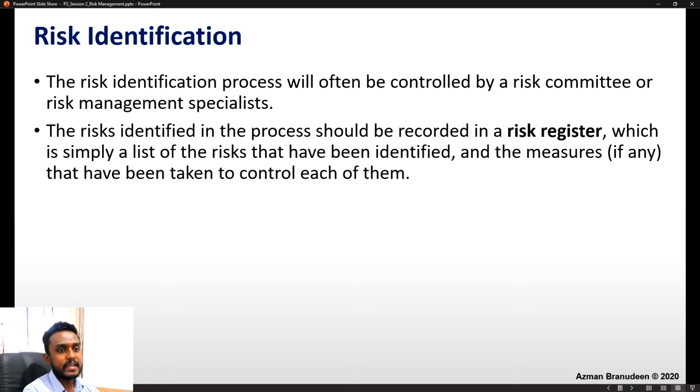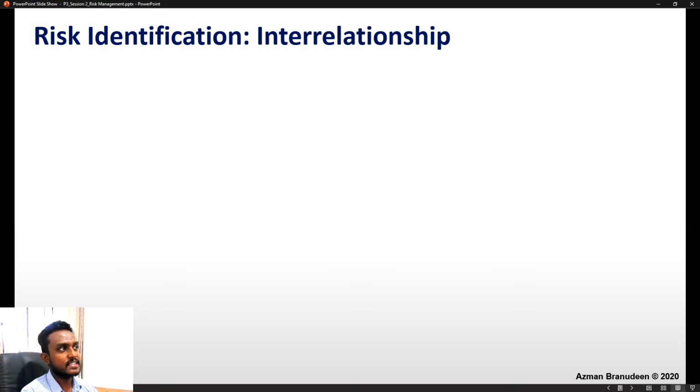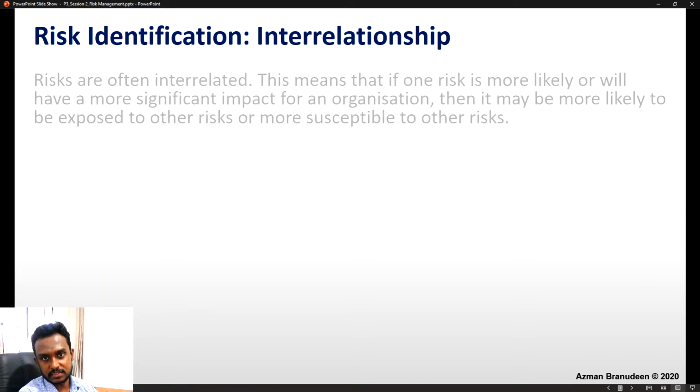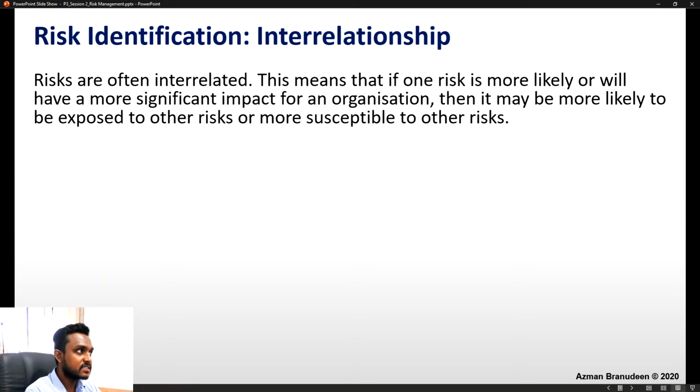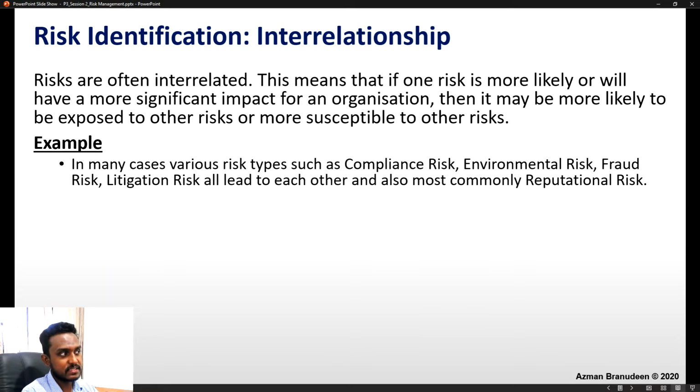Now, as you identify and go through the analysis of the risks, you realize that there is an interrelationship between risks. That is very, very important. Risks are often interrelated. This means that if one risk is more likely or will have a more significant impact for an organization, then it may be more likely to be exposed to other risks or more susceptible to other risks. A good example is risk types like compliance risk, environmental risk, fraud risk, and litigation risk. All of them lead to each other. They are all connected. And on top of it, all of them most commonly lead to reputational risk, which is a very serious matter.